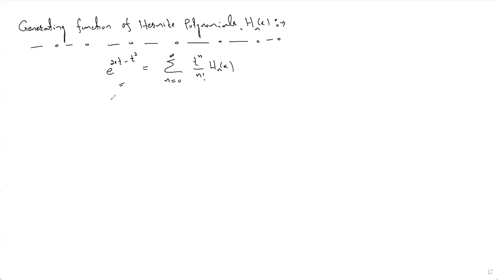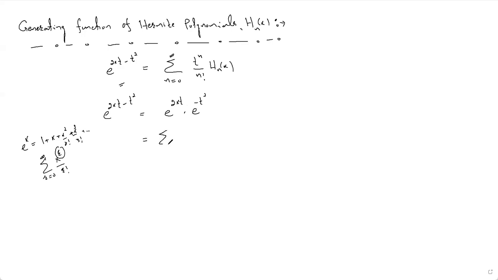Now, I will consider this e raised to power 2xt minus t square. I will write this as e raised to power 2xt into e raised to power minus t square. Now you know that the power series of e to power x is x plus x square by 2 factorial plus x cube by 3 factorial and so on, that is, the summation r running from 0 to infinity of x raised to power r by r factorial. So here my x is 2xt.